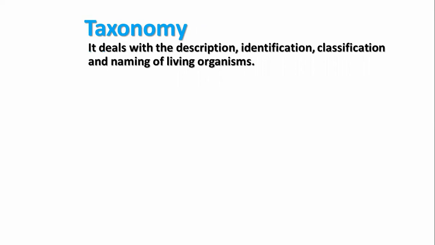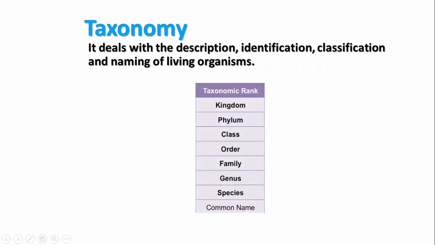In the next branch, we are going to discuss the classification and grouping of living organisms, as taxonomy deals with the description, identification, classification, and naming of living organisms. How do we study taxonomy? For example, here we have many taxonomic ranks. The least and the most important rank, the basic unit of taxonomy, is species. Species consist of living organisms which are very similar, which are able to breed with each other and produce fertile offspring. Many similar species are grouped under a genus.